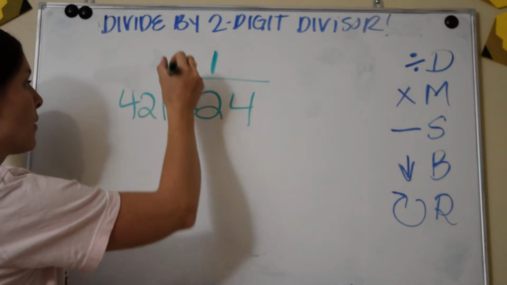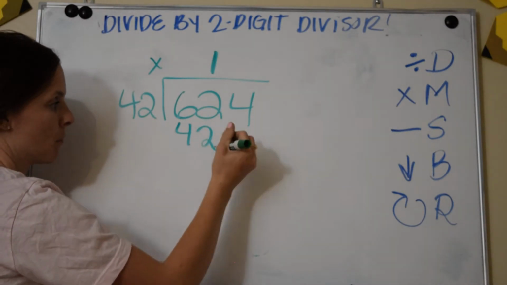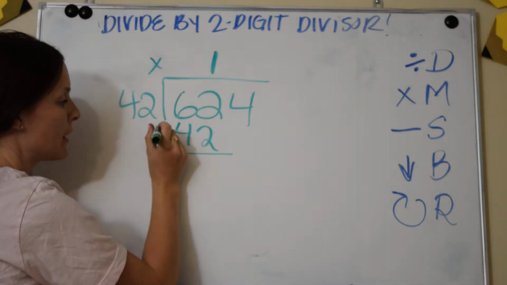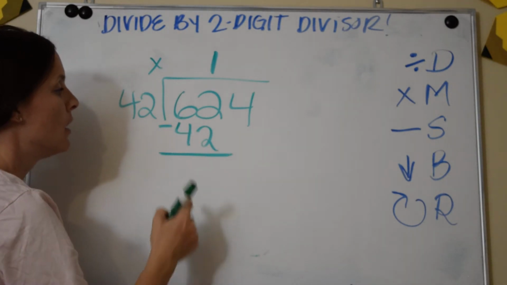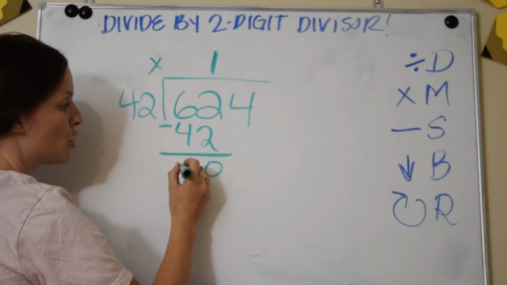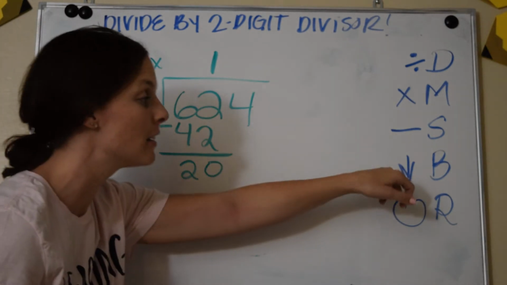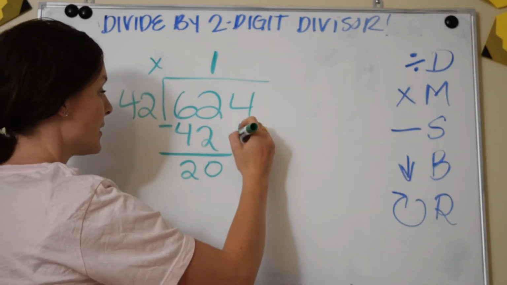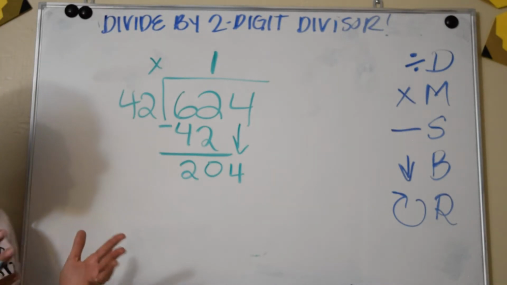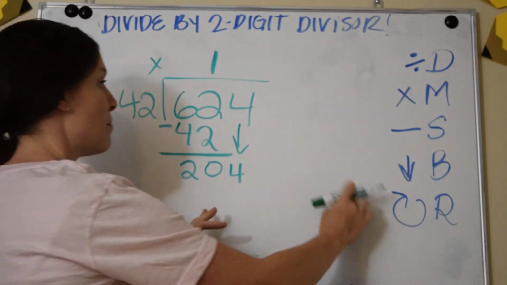Now we multiply. 1 times 42 is 42. Next step is subtraction. So go ahead and subtract. Don't forget to write your symbol and your line. 2 minus 2 is 0. 6 minus 4 is 2. Even though I'm left with 20, you still have to bring down the very next digit, which happens to be a 4. Okay, we're working with bigger numbers, but bear with me, don't give up. We are going to now repeat and divide.